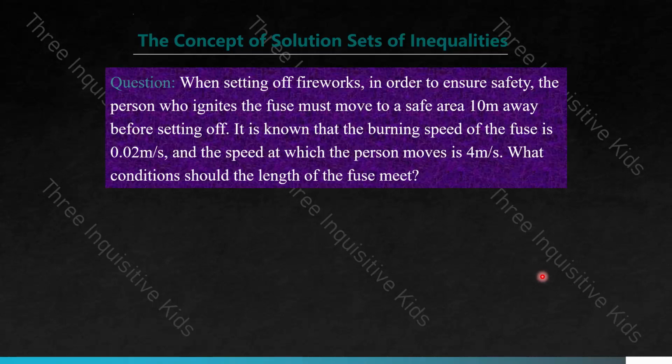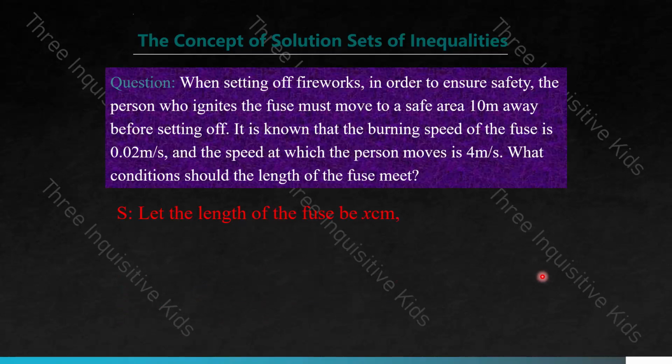So setting off fireworks is something that is very fun to watch and very exciting to do. But of course, there is a level of safety that you must meet before you do it. Because if the firework goes off too early and you're still too close to it, there is a good chance that you will get hurt. So this is saying that you have to move to a safe area 10 meters away. Now this fuse melts off at 2 centimeters per second. Move away at 4 meters per second. So how long should this fuse be? Well, let's look into this together.